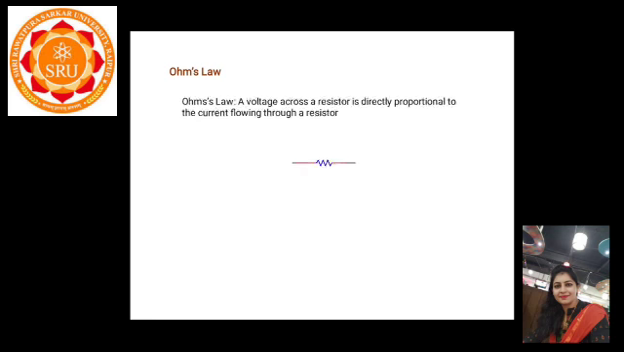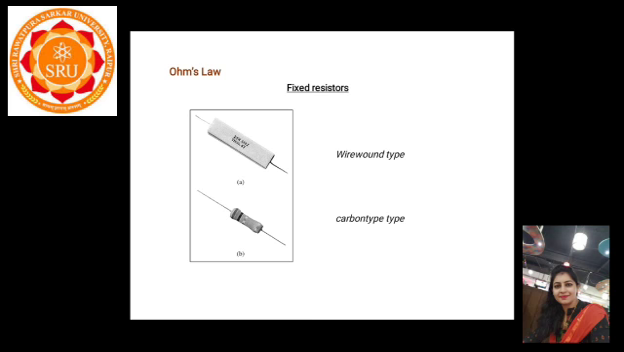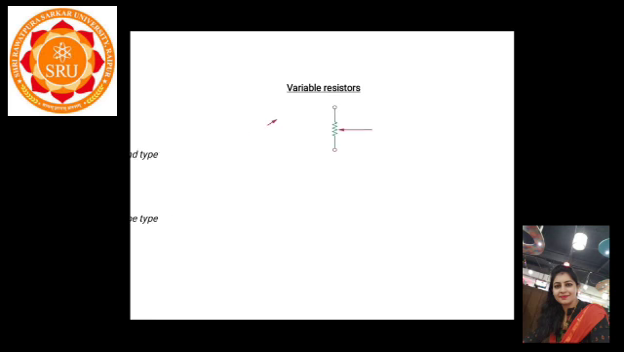Now we know the proper statement of Ohm's law. The voltage across a resistor is directly proportional to the current flowing through the resistor. So V is proportional to I, where the constant of proportionality between V and I is the resistance. So V equals IR. There are different types of resistor: wire wound type, carbon type, fixed and variable resistor. A variable resistor is shown by an arrow sign.